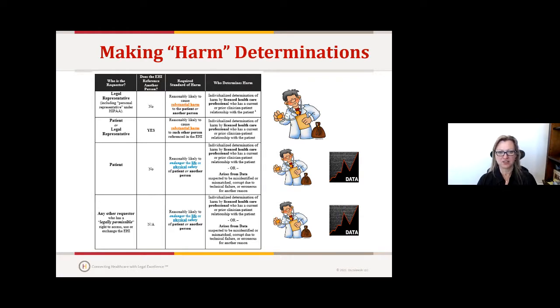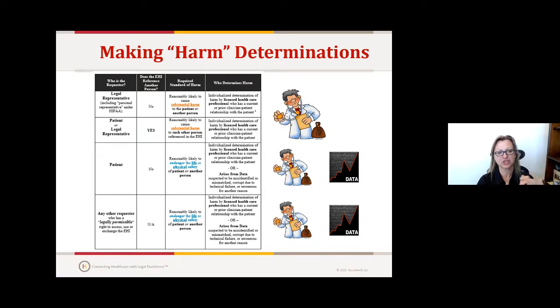So here is a snapshot of how the harm determination works. You can see in the left-hand column, the first thing you would ask is, who's asking for this? Depending on who is asking for the EHI will depend on the harm standard, or how difficult it is to say, hey, we're not releasing it because it's going to harm, because there are 2 different harm standards.